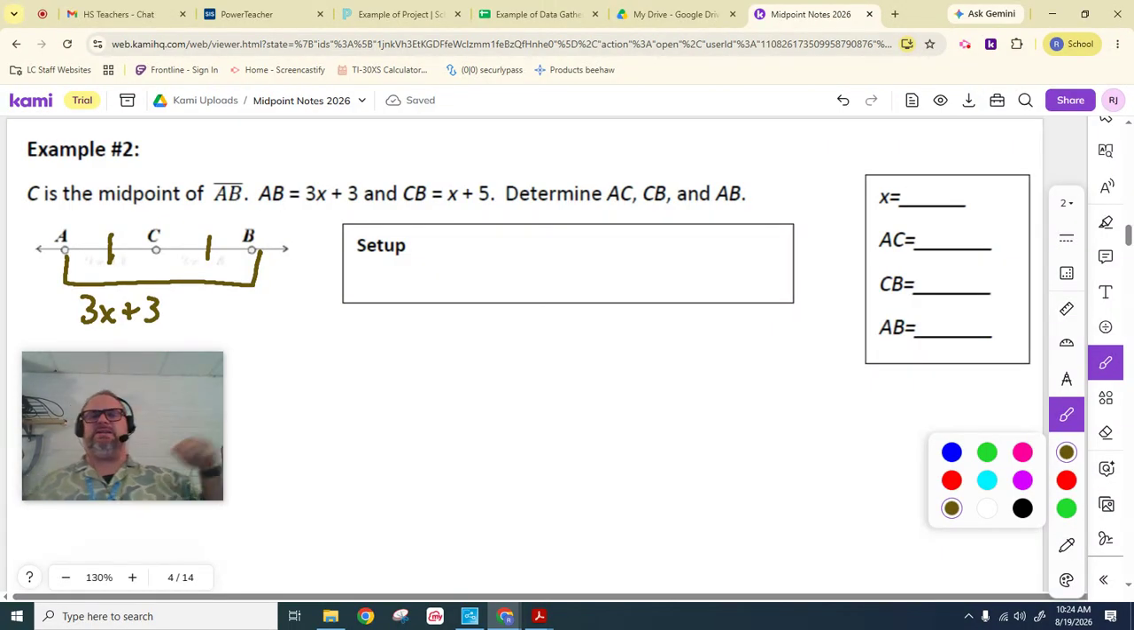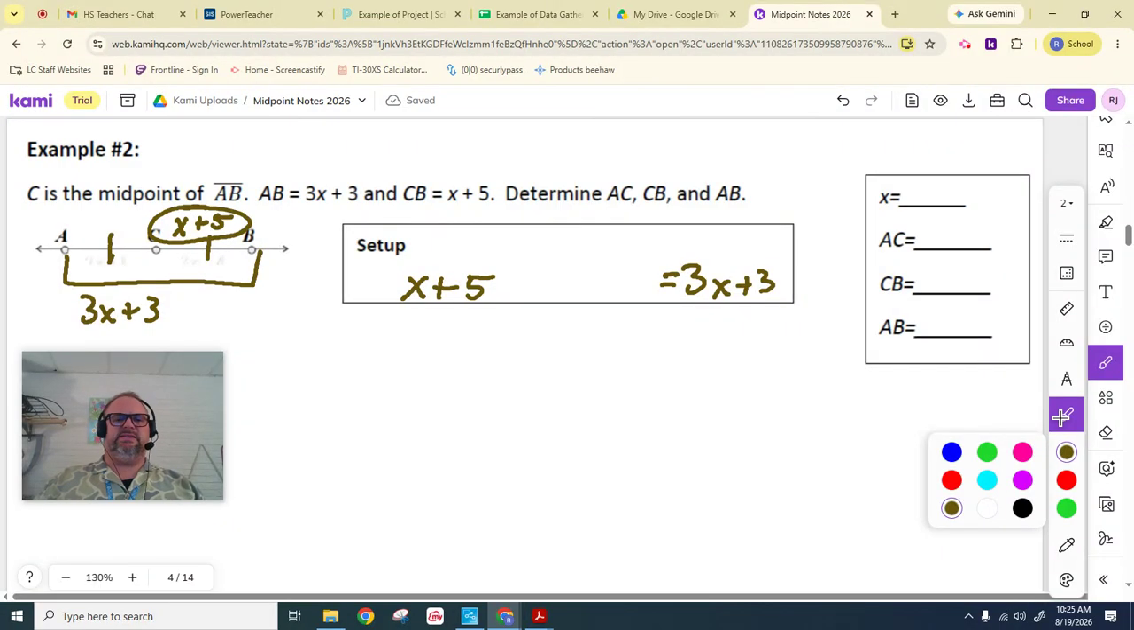So this is already a little bit different than what we had in our last example. Okay? CB is this. Now we have to find X and all the other things. Okay? So, we know that it's going to be equal to this. This is what we've been doing this week. All right? If this right here is X plus 5, what is this over here? Yes, X plus 5. So all I do is just add another one.